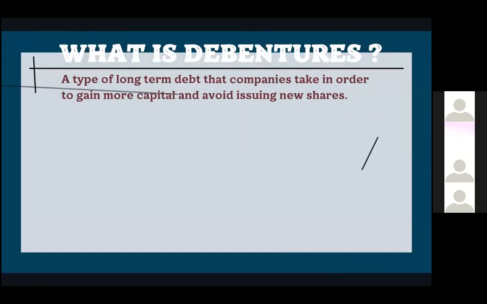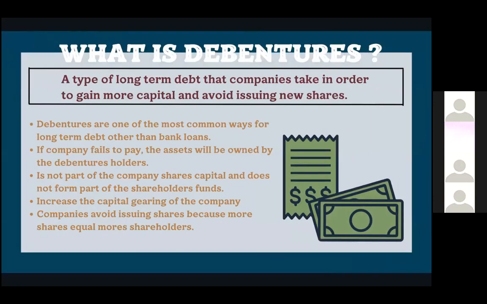Next are the debentures. What are debentures? Debentures are a type of long-term debt that a company can take in order to gain more capital and avoid issuing new shares, since issuing new shares will cause more shareholders, which will affect the voting rights. Debentures are also another type of common long-term loan that a company takes aside from bank loans. If a company fails to pay the debentures, the assets will be owned by the debenture holders, which is the party that gave the loan to the company.